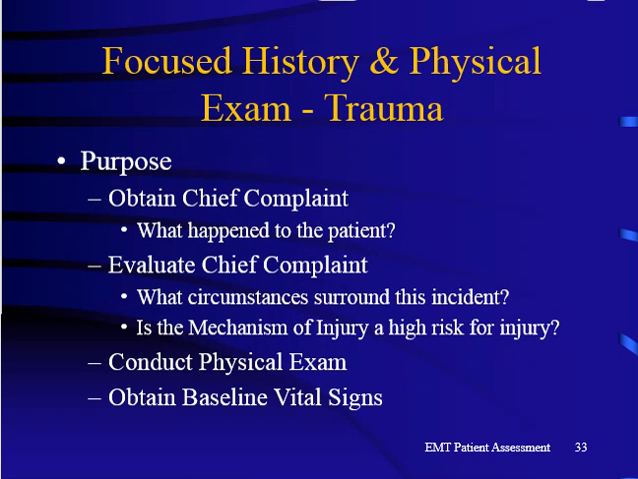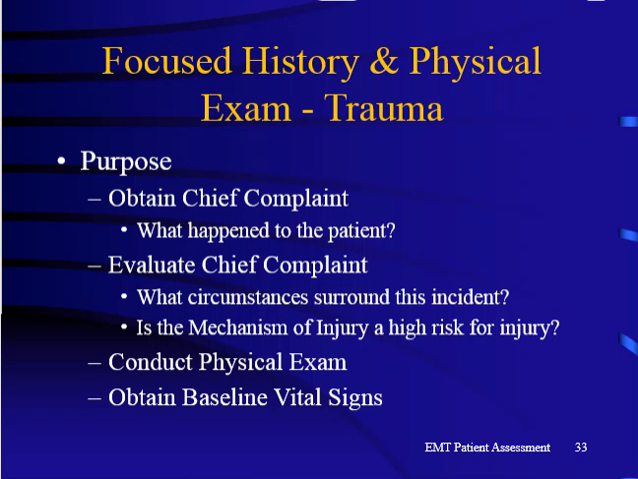What happened to the patient? Did they get in an accident? Did they get cut? Did they get stung by a bee and now they're having breathing problems? After you figure out what happened to the patient, you want to evaluate the chief complaint. What circumstances surround this incident? What is the mechanism of injury? Is it a high-risk injury? So if they got in a car accident and they have an open femur fracture, is this going to be a high-risk injury? Yes, it is.